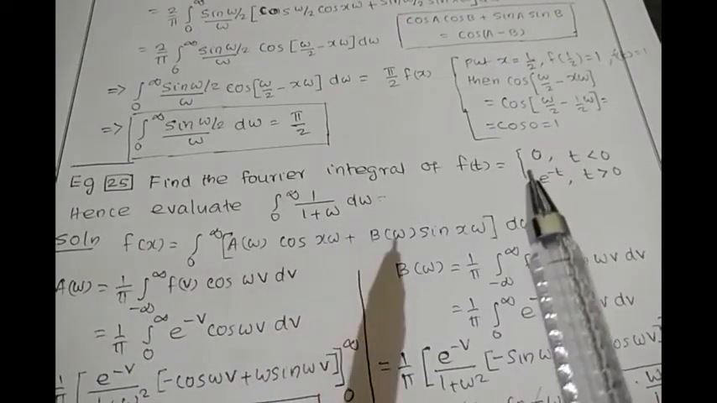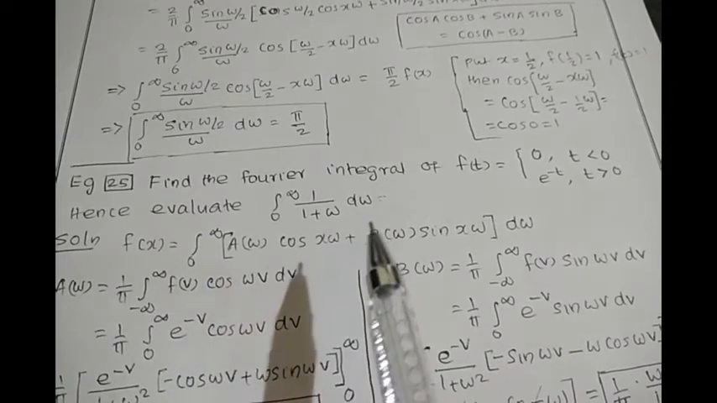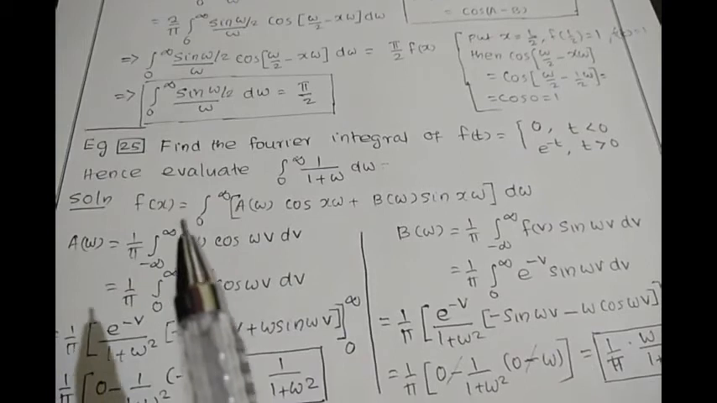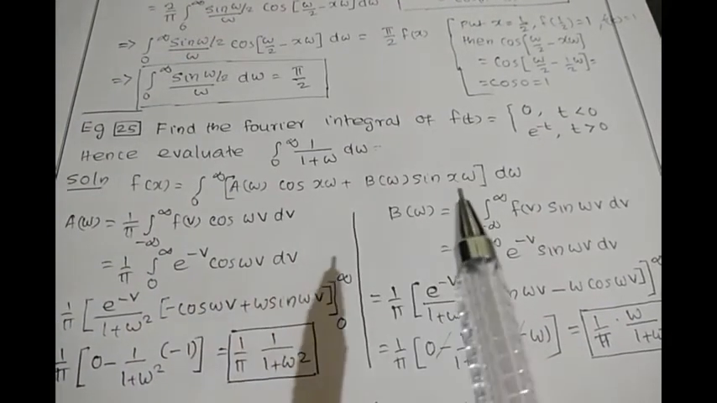Then, going to the next question: find the Fourier integral of f of t equal to 0 for t less than 0, and equal to e raised to minus t for t greater than 0. Hence evaluate the integral 0 to infinity 1 by 1 plus omega square d omega. So we have to find the Fourier integral. We write the formula: Fourier integral f of x equals integral a omega cos x omega plus b omega sin x omega d omega.